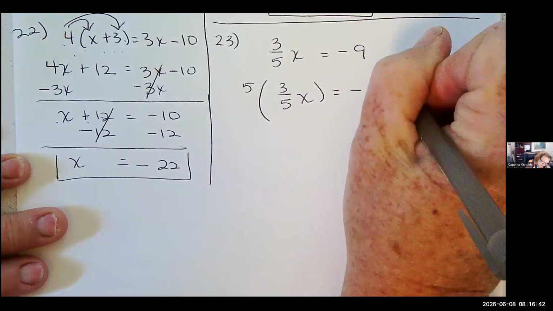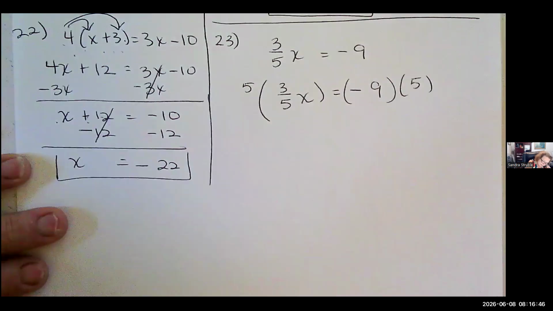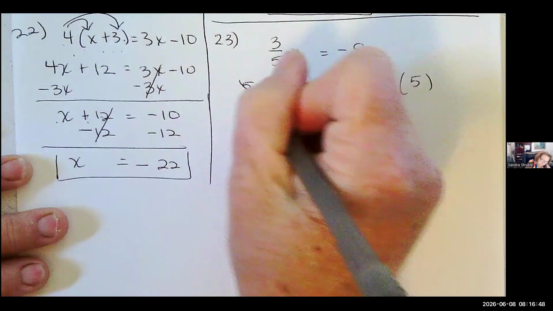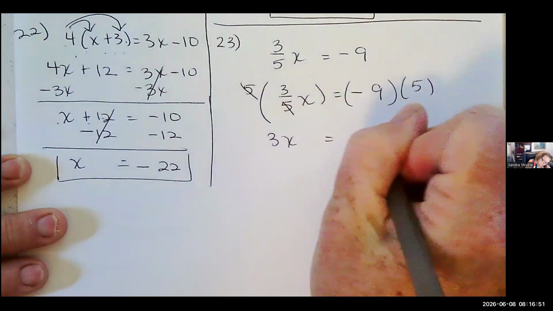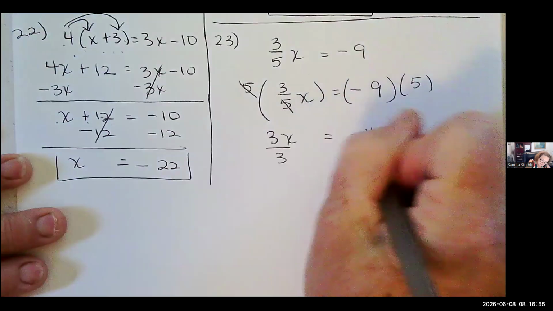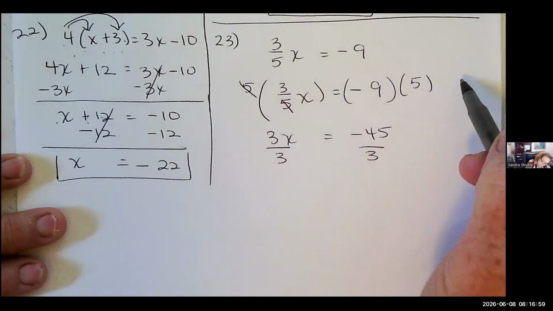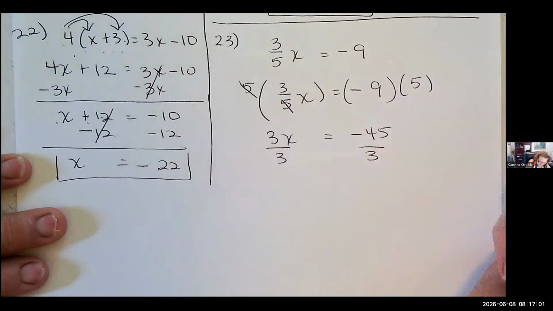Multiply both sides by 5. And when you do that, this reduces and you're left with 3x is equal to negative 45. And then divide both sides by 3. It's totally your call. If you did multiply both sides by 5/3, you would get the same thing I'm going to get now, which is x equals negative 15.